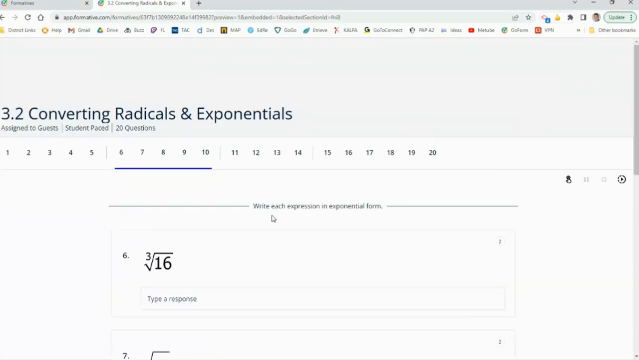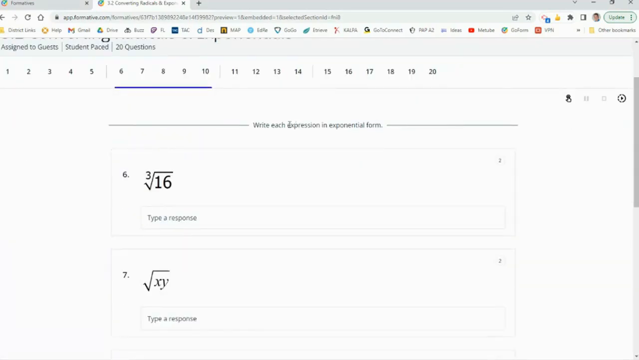Then you go to the next section, write each expression in exponential form. It doesn't say you have to simplify this.